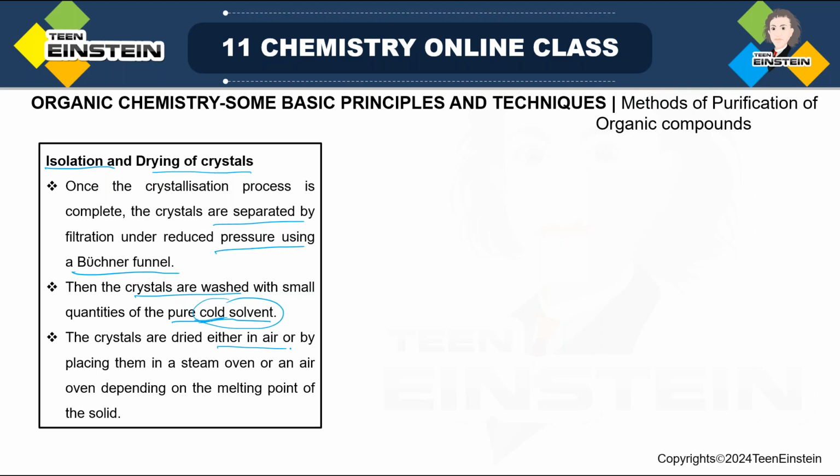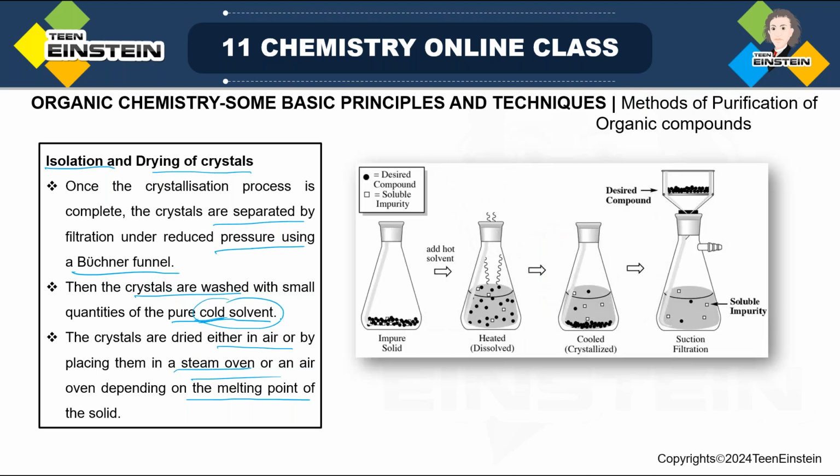Then the crystals are dried either in air, that is normal air, where you just spread the crystals and with time they dry, or you can place them in a steam oven or an air oven. That depends on the melting point of the solid that you are purifying. If it is very low melting, there is no point of keeping it in a steam oven, otherwise it will melt. In that case, plain air is okay, you are just drying it in open air. But if it has a very high melting point, then an oven can be used, an air oven or steam oven. So here we have this picture.